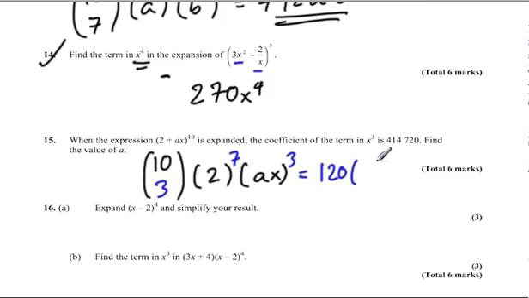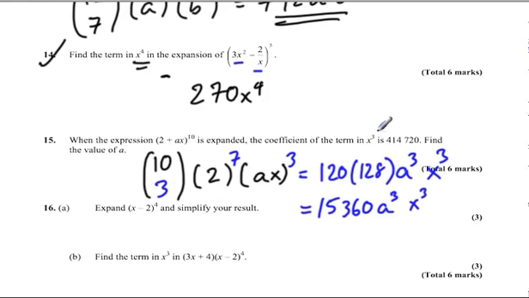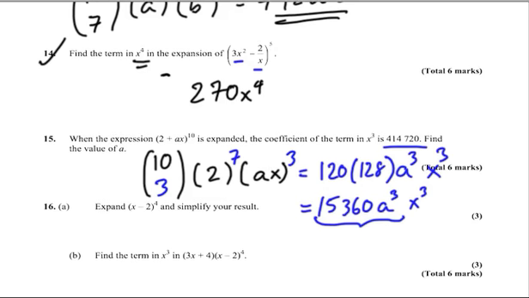2 to the power of 7 is equal to 128. And ax cubed will actually mean a cubed times x cubed. Okay? So if we continue this, 120 times 128 is equal to 15360 a cubed x cubed. Now, what they said was the coefficient was 414720. So what that means is this expression part here, the stuff before the x cubed, is actually equal to 414720.